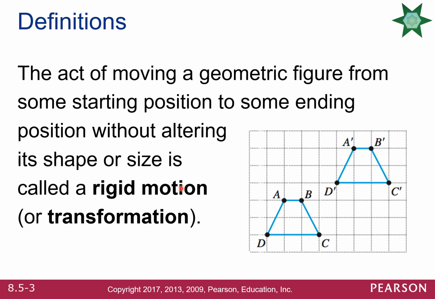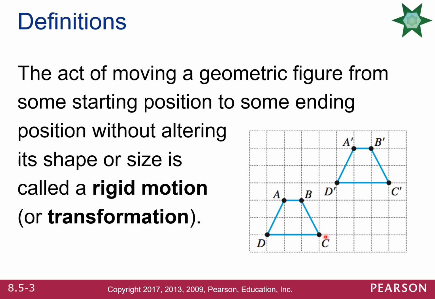Let's understand the definition of transformation, also known as rigid motion. It is the act of moving a geometric figure from some starting position to some ending position without altering its shape or size, and that is what rigid motion or transformation is.